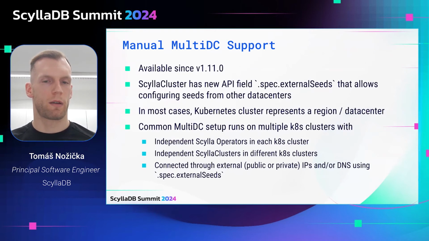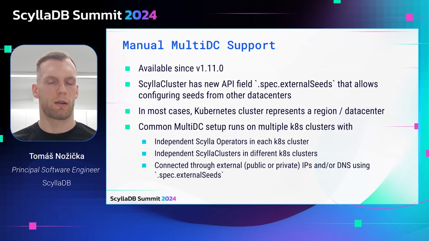And by that field, when you spin up one Kubernetes cluster and one ScyllaDB cluster within it, you just take an IP, one of the nodes in that cluster, and when you are bootstrapping the other one, you use it in the external seeds. In most cases, the Kubernetes cluster represents a region or a data center. So a common setup for MultiDC would look like you would have two Kubernetes clusters. Each of them would run independent Scylla operators, and each of them would run independent Scylla clusters, and you would connect them with the external seeds option.